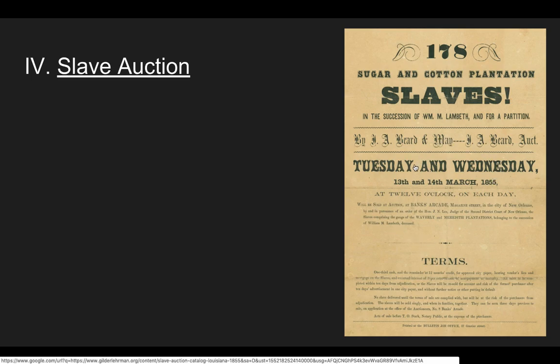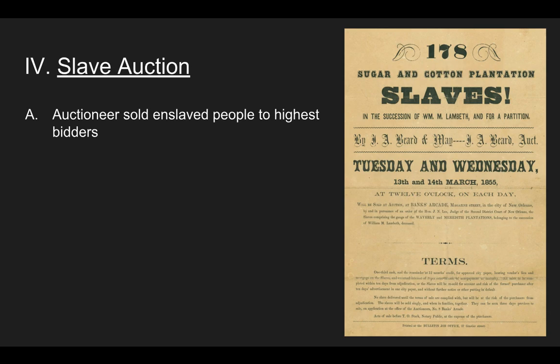Here we see an advertisement from the time, so this is a primary source, on an actual slave auction that took place in 1855 in March, and it's where enslaved people were bought and sold to the highest bidders. Uppercase A, so you were taking notes on this because it's got the A next to it. Auctioneer sold enslaved people to the highest bidders. And an auctioneer is the person who is trying to get bids to compete back and forth to raise the price on a particular product, and in this case it was people.